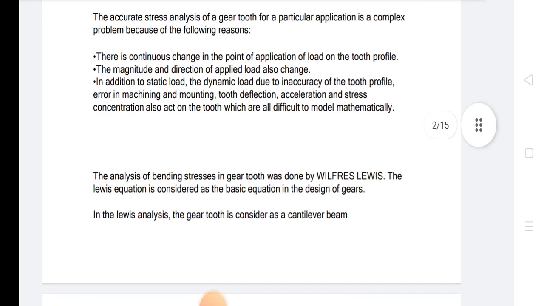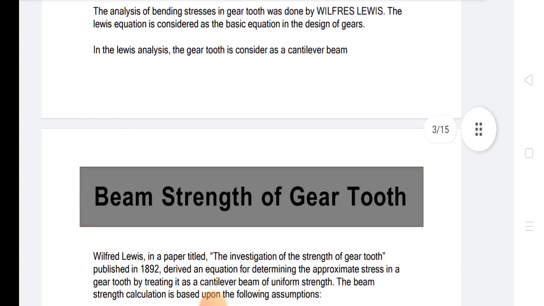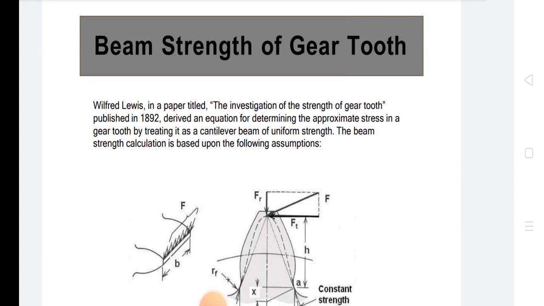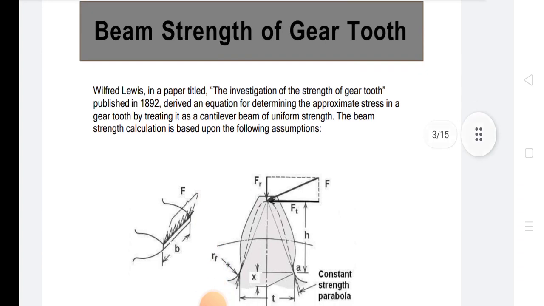The analysis of bending stress in gear tooth was done by Lewis. The Lewis equation is considered as the basic equation of the design of gears. In the Lewis analysis, the gear tooth is considered as a cantilever beam. In a paper titled The Investigation of the Strength of the Gear Tooth, published in 1892, he derived an equation for determining the approximate stress in a gear tooth by treating it as a cantilever beam of uniform strength.